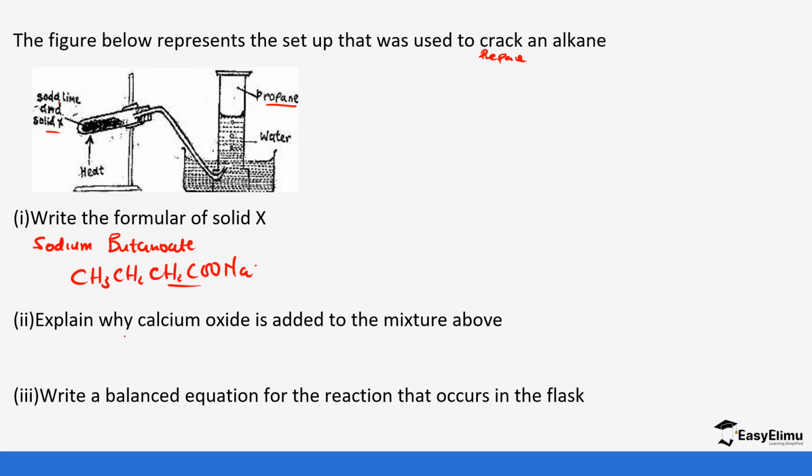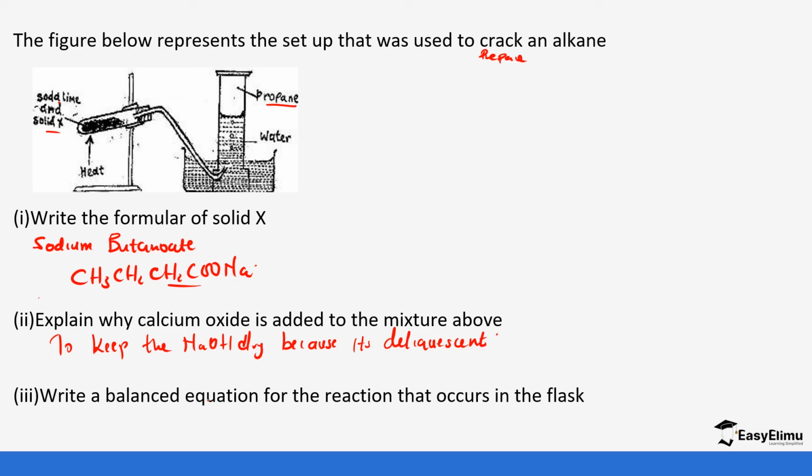Explain why calcium oxide is added to the mixture above. So we are adding calcium oxide to keep the sodium hydroxide dry because it is deliquescent. It absorbs moisture to form water.